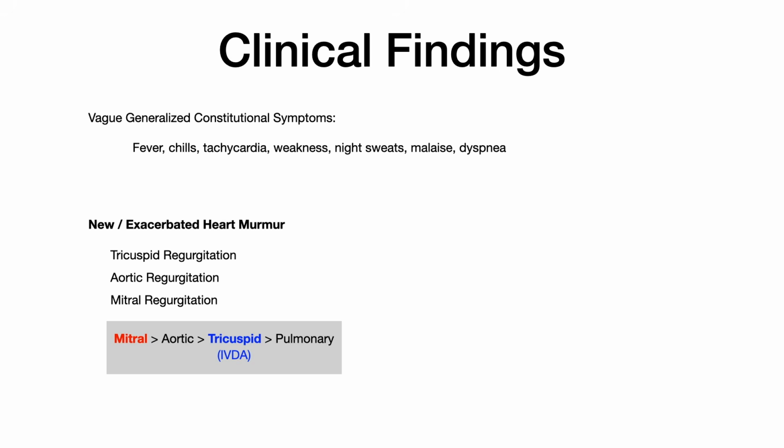Understand that from an epidemiological standpoint, the most common valve that gets affected is your mitral valve, followed by your aortic valve, followed by your tricuspid valve, followed by your pulmonary valve. But I want to note for completeness sake that if you're dealing with someone who is an intravenous drug abuser, it's more likely that their tricuspid valve will be involved because that's the first valve that the particulate matter and the foreign substances will flow over.